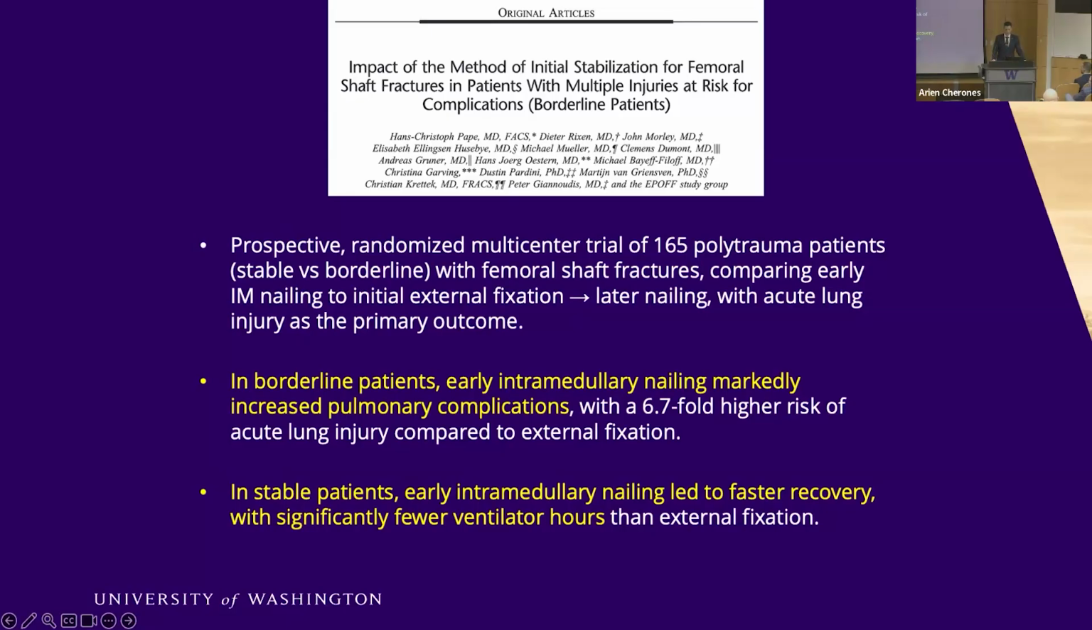In borderline patients, or those that in my eyes were damage control orthopedic patients, if you took them for early intramedullary nailing, they had marked increased pulmonary complications, with a nearly 7 times increase in acute lung injury compared to X-fix, which now in 2025, to me, after all of this review of the literature, makes perfect sense. But back then it didn't. If patients are under-resuscitated, you take them and nail their femur and they're not ready, they're going to do worse. And then on the flip side, in stable patients, those that were fully resuscitated, early nailing led to faster recovery and significantly fewer ventilator hours than X-fix.